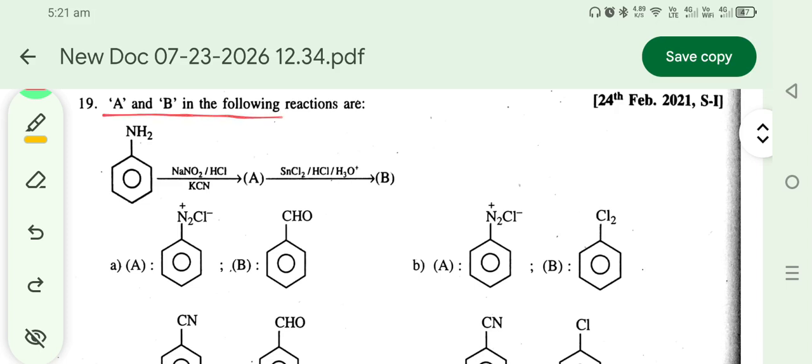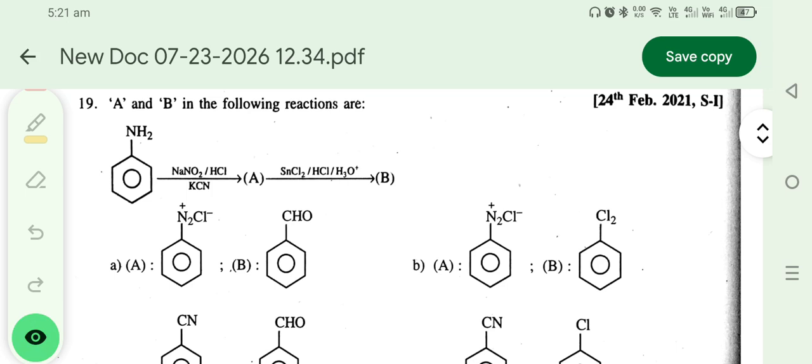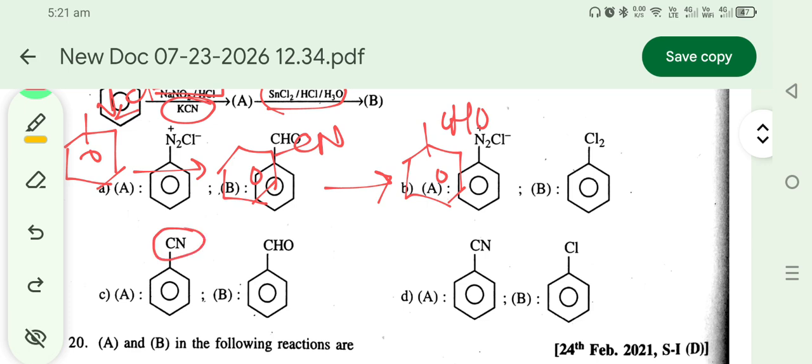A and B in the following reactions are: aniline with NaNO2 and HCl forms a diazonium chloride, and this diazonium chloride, when reacted with KCN, gives benzyl cyanide. This benzyl cyanide with Stephen's reagent gives benzaldehyde. Hence, option A is benzyl cyanide, and B is benzaldehyde.